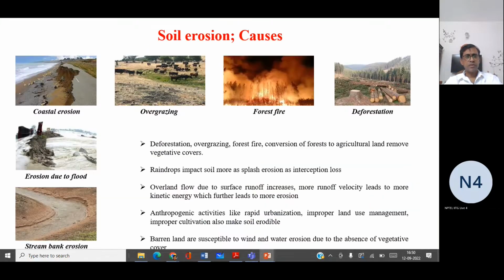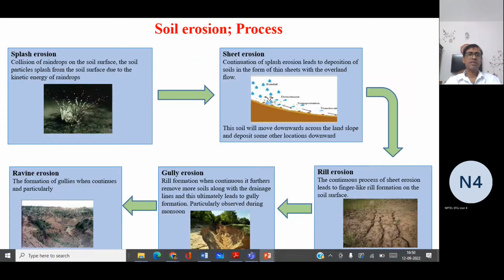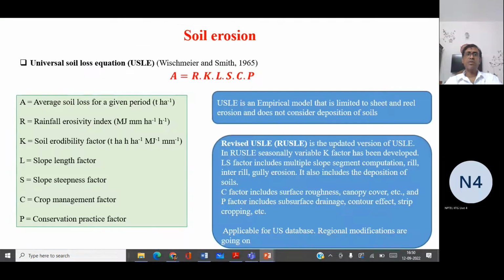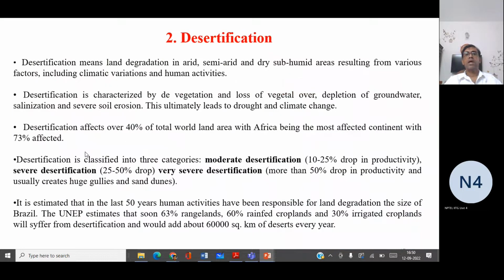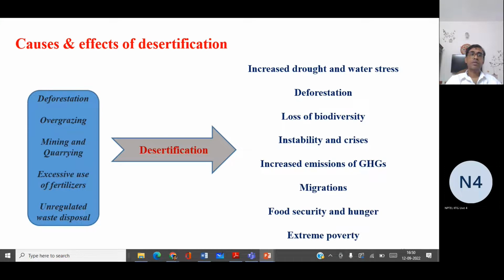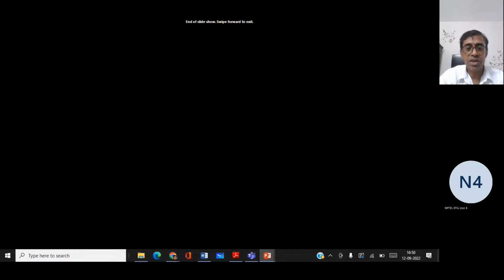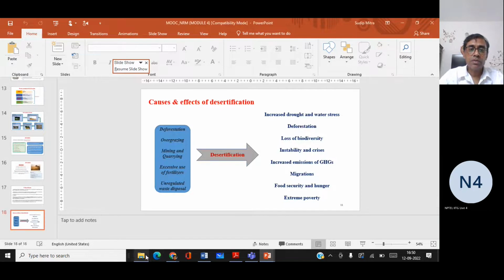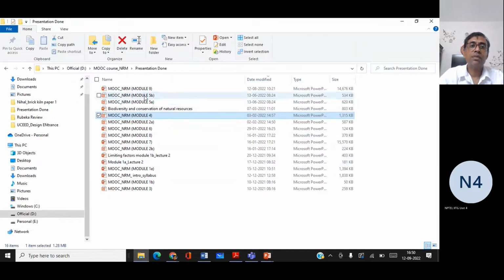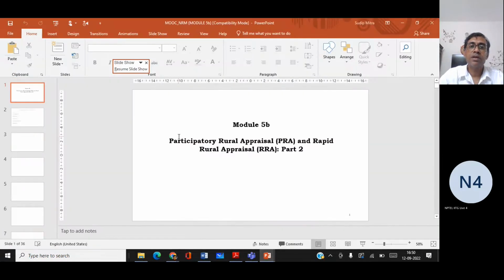Then we talked about different kinds of soil erosion, its causes, the factors, erosion processes, how it happens, and then we talked about universal soil loss equations, and various factors which are available in soil loss equations. Desertification is another aspect which also impacts our natural resource reserve. Then we discussed causes and effects of desertification. So if you look back, we have covered actually quite a lot of aspects till now.